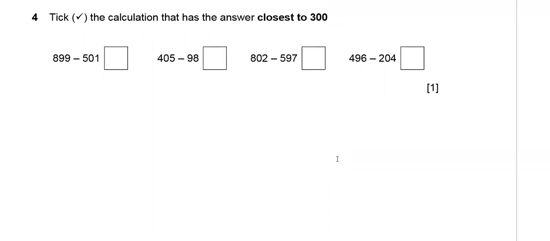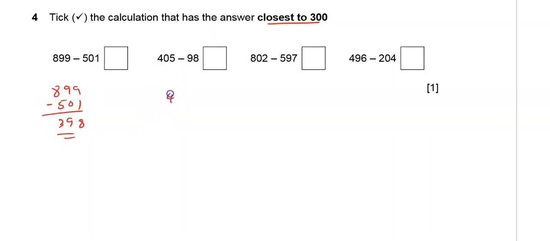Question number 4. Tick the calculation that has the answer closest to 300. So for us to know which is closest to 300, we have to do the arithmetic. So 899, take away 501, 9 minus 1 is 8, 9, 3.